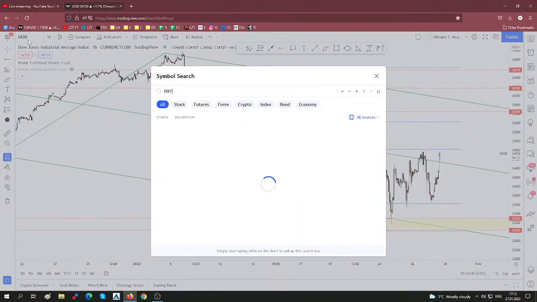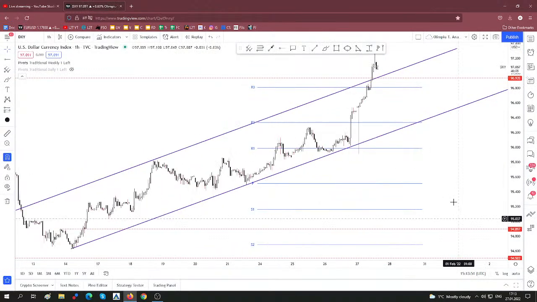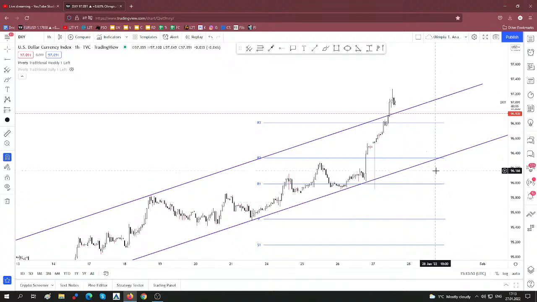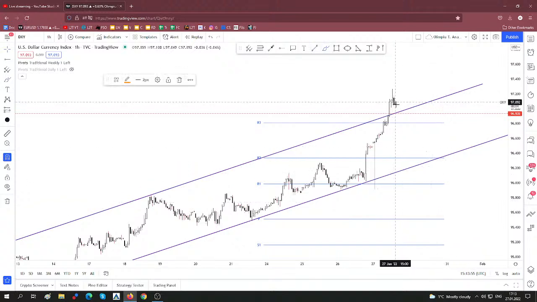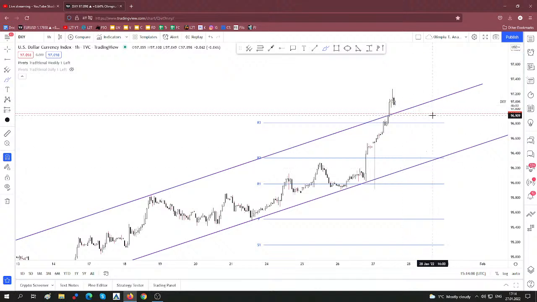Let's take a look. DXY. But here test retest could bring us new bullish momentum, and the bullish momentum upside continuation could bring us new US dollar longs, buying opportunities on the US dollar.